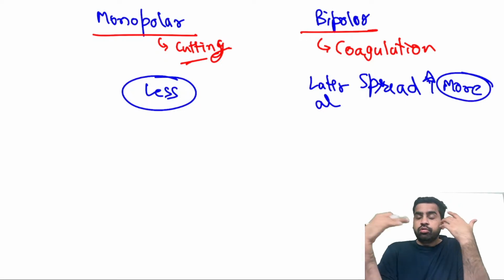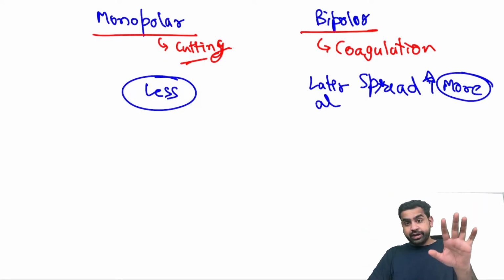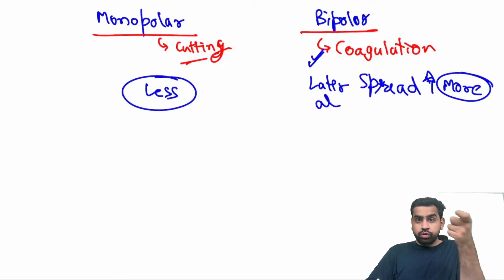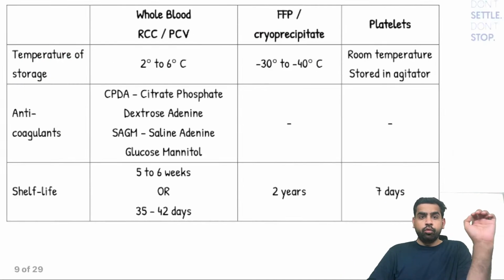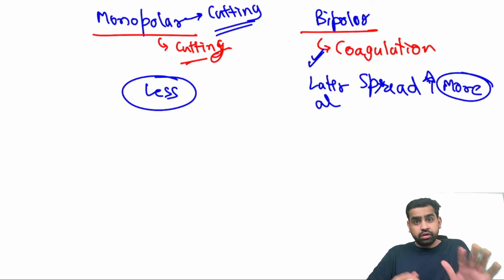Let's not go into much more detail. There is the time duration and everything, but just understand that whenever you want to coagulate, or say there is bleeding, you use a bipolar, and whenever you want to cut through the tissue, you use a monopolar. Monopolar means the cutting current. So in the monopolar, what you have is a cutting current.